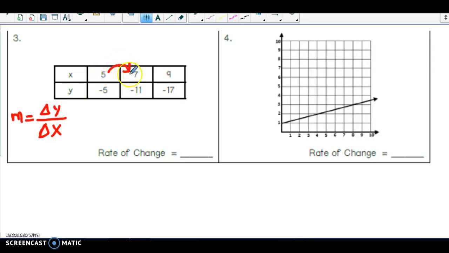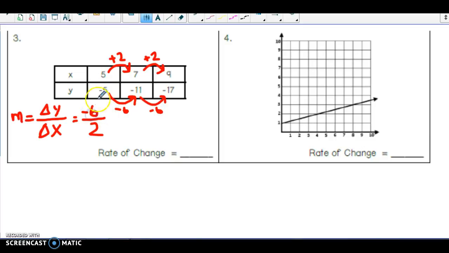When you look at the change between x values from here to here and here to here, you're going to see that we increased by 2 going from 5 to 7, and then we increased by 2 going from 7 to 9. So that means our change in x is a positive 2. Change in x, remember, always goes on the bottom of our slope fraction. Now you're going to look at the change in your y values. To get from -5 to -11, we had to drop 6 values. To get from -11 to -17, we also dropped 6 values. So this is going to help us with our rate of change for the y, the change in y.